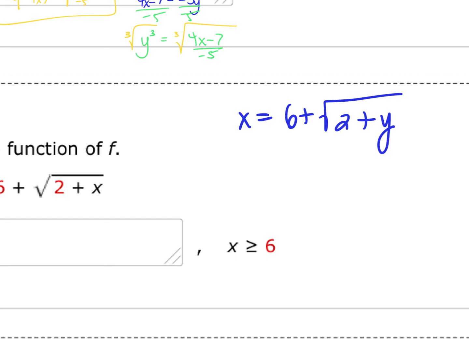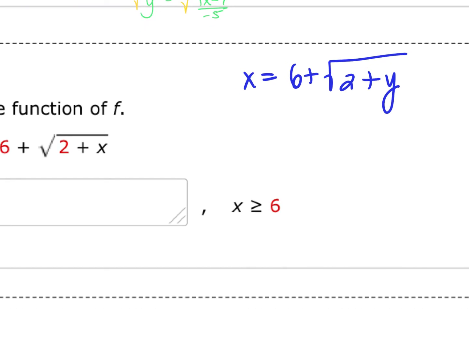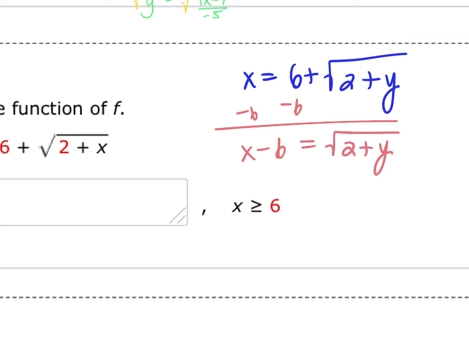All right, I'm trying to isolate y. Subtract, say it again? 6, good, subtract 6. Now pay attention to this one, guys. X minus 6 equals the square root of 2 plus y. I need to get y all by itself. Do I just subtract 2?